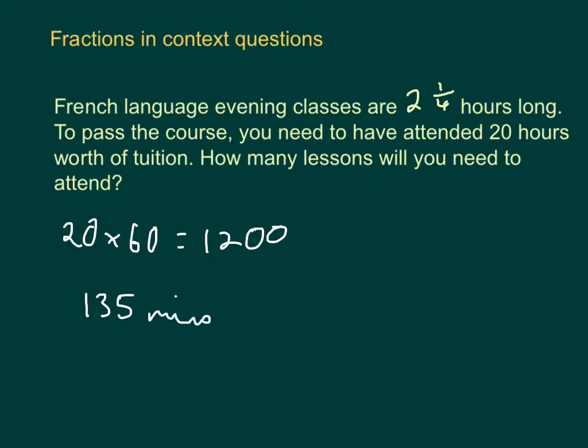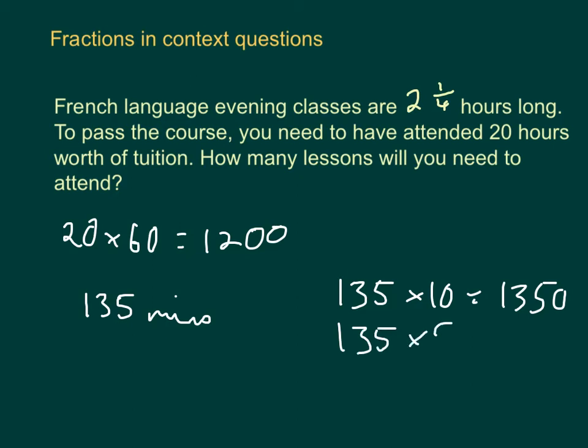So how many 135s in 1,200? Well, I started by going 135. If I had 10 of those sessions, that would get me 1,350 minutes, and then I thought, well, from here I'm going to just adjust by going down. So 135 times 9 must be 135 less than 1,350.